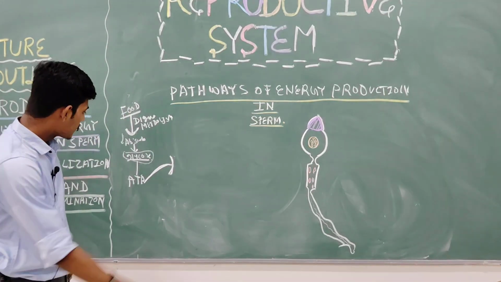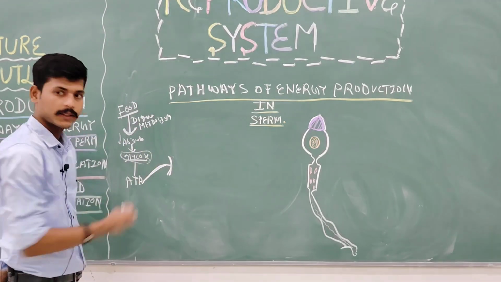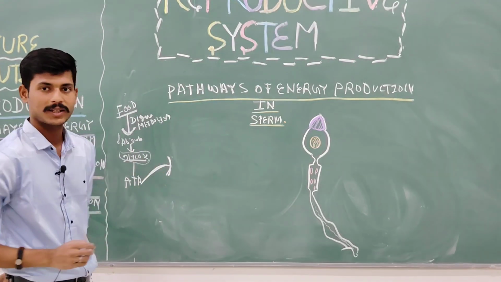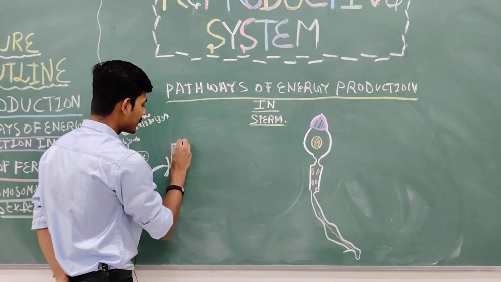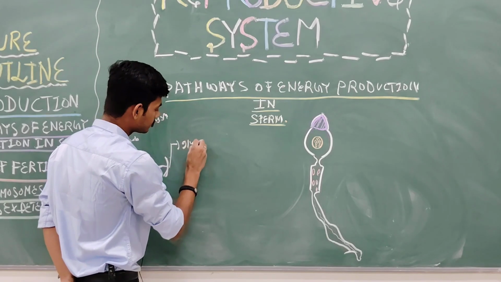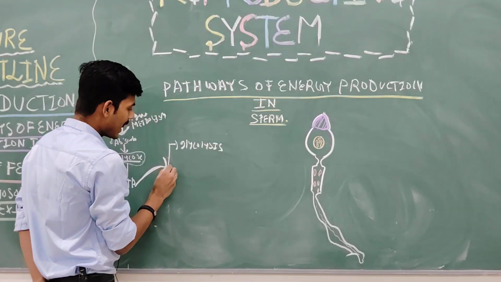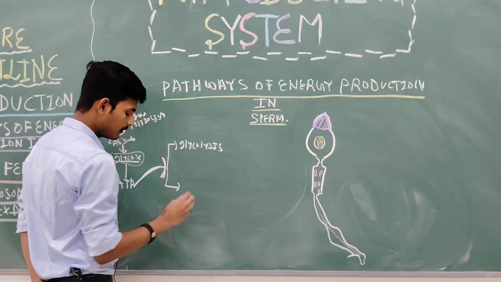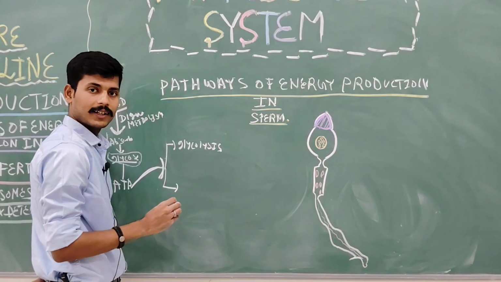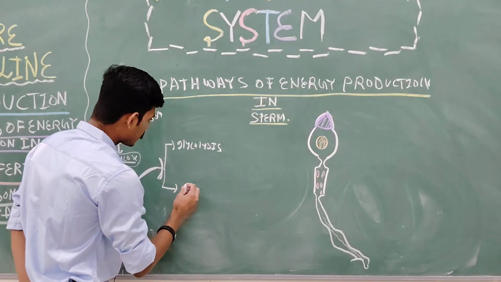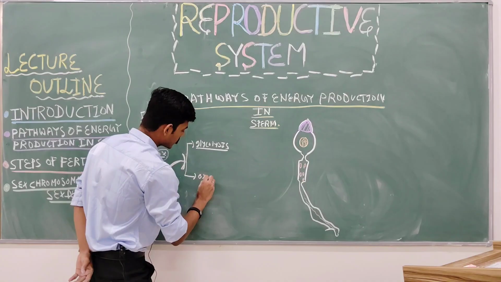Now the formation of ATP from glucose, in the case of sperm, involves two processes. The first is glycolysis, and the second process is oxidative phosphorylation, also called the ETC, electron transport chain system. So the first is glycolysis, the second is oxidative phosphorylation.